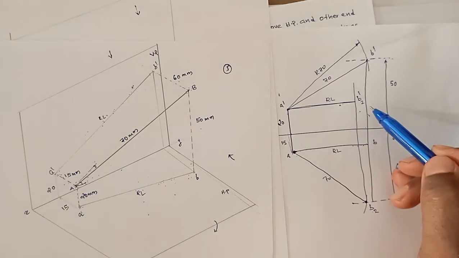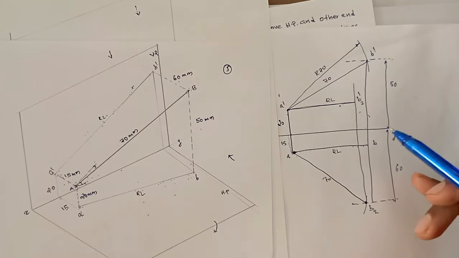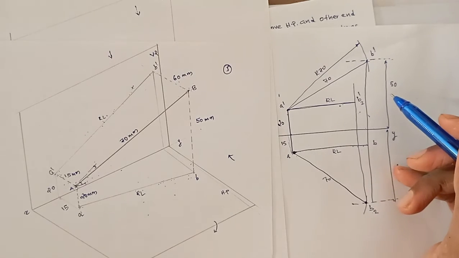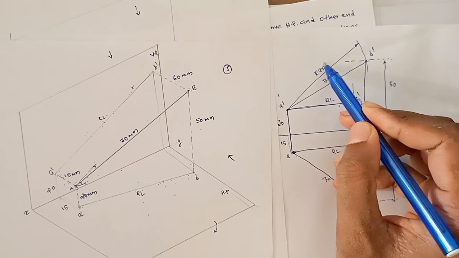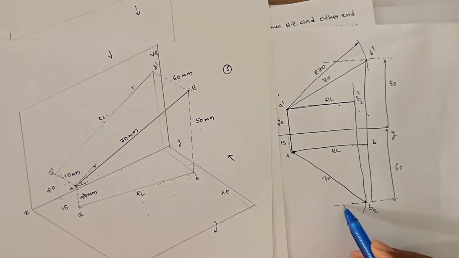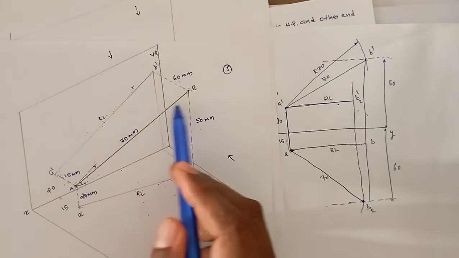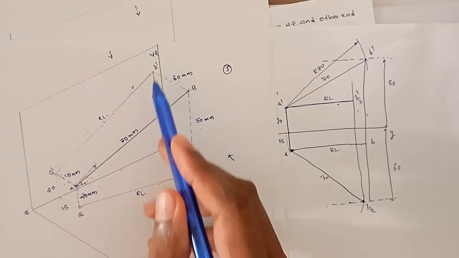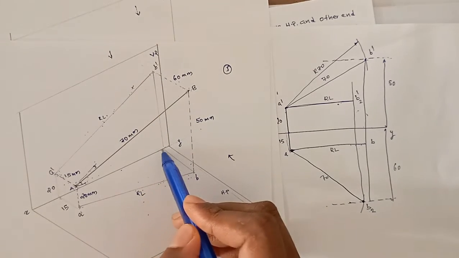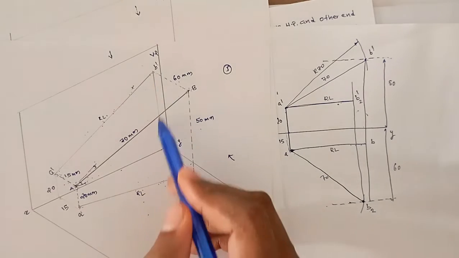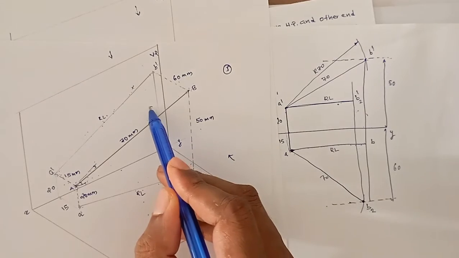We got the length, but not the position. So what about the position? We know in the original case, by comparing with the original case, the reduced length will be at a distance. What about the distance from here to here? From here to here it will be 50 mm.